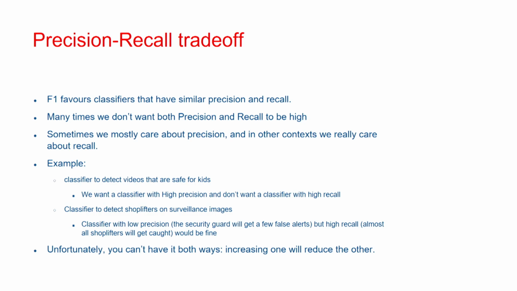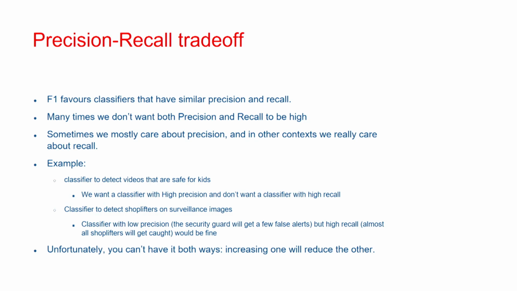While if we talk about a classifier that detects shoplifters on surveillance images, in that case this is just the opposite case. Here a classifier with low precision, where your security guard will get a few false alerts, will be okay, but we need high recall, so that almost all the shoplifters will get caught. So, in this case we need high recall, and low precision will be okay.